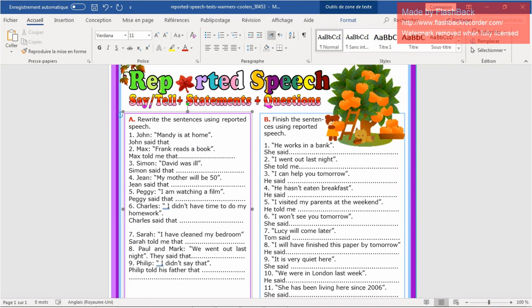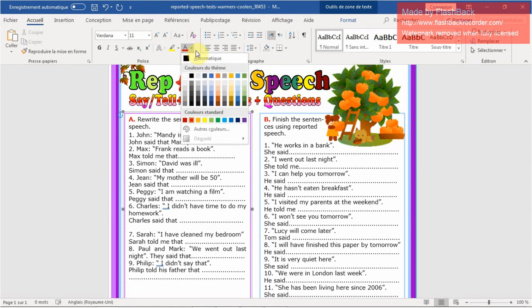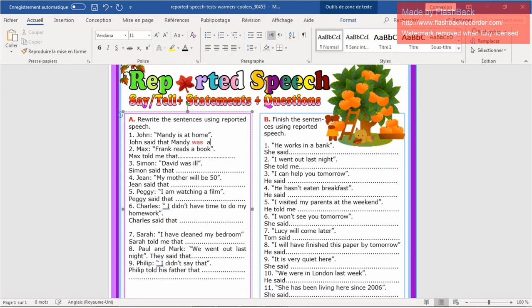Okay, so number 1. Mandy is at home. Is, verb to be in simple present, turns into simple past. So, John said that Mandy was at home. Very good. Excellent.